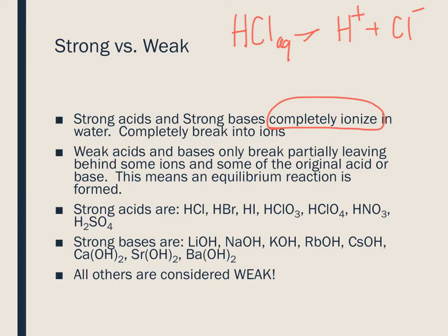When something is considered to be a weak acid or a weak base, it will only partly break into ions, leaving behind a true equilibrium where you have the original acid and then the ions. How much of it breaks up depends on its Ka or Kb value. So the smaller the Ka and Kb, the less it breaks up into ions.